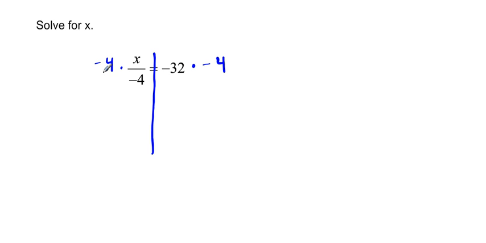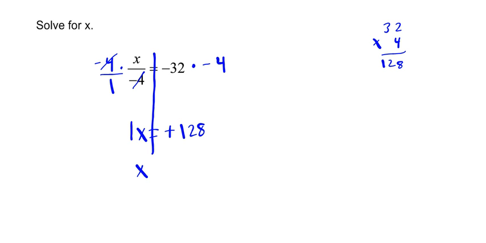Now, on this side, we think about this -4 as a fraction, and we've got a -4 in the numerator, a -4 in the denominator, so that leaves us with 1x. The -4 divided by -4 gives us 1. 1x is equal to, now we take -32 multiply it by -4. A negative times a negative is a positive. And off to the side, if I do 32 times 4, 4 times 2 is 8, 4 times 3 is 12, we have 128, so the answer is positive 128. And we can rewrite this as just x equals 128.